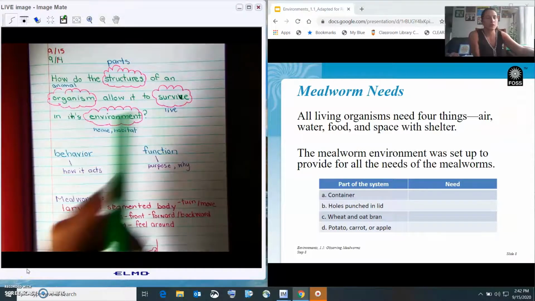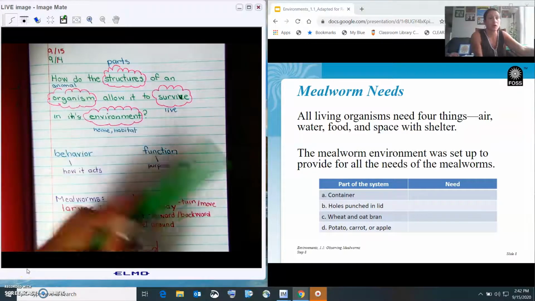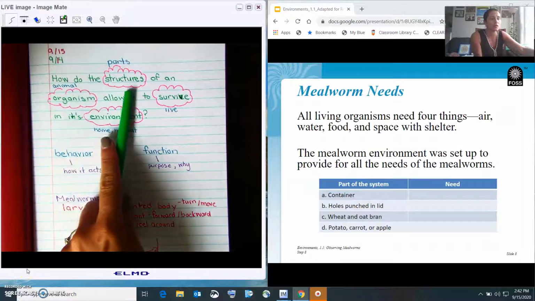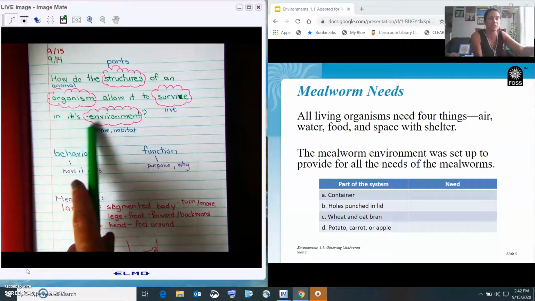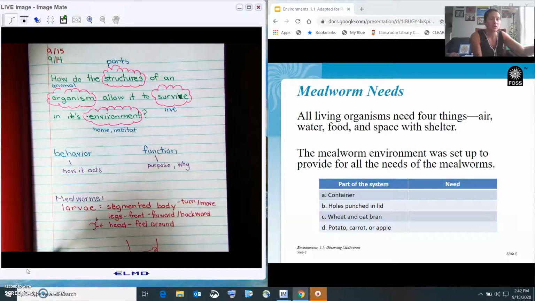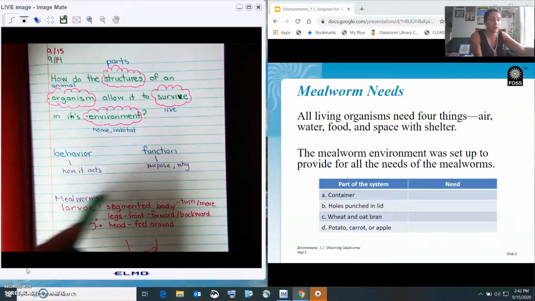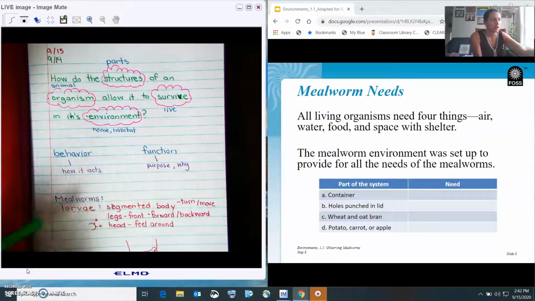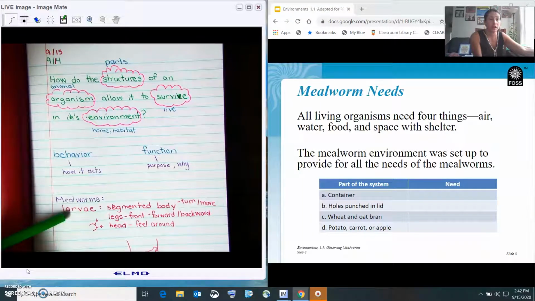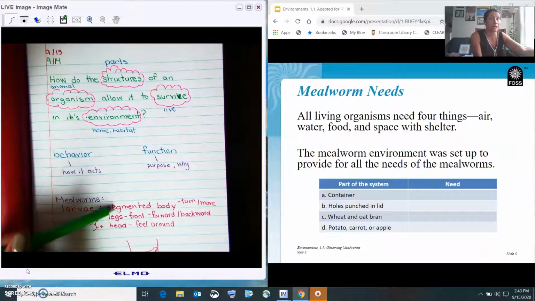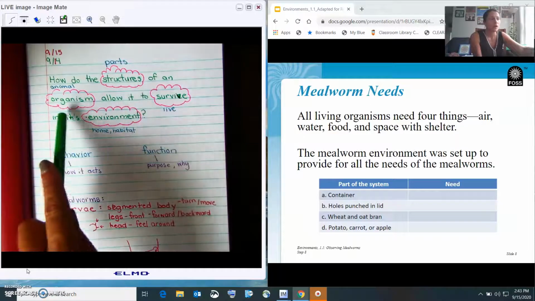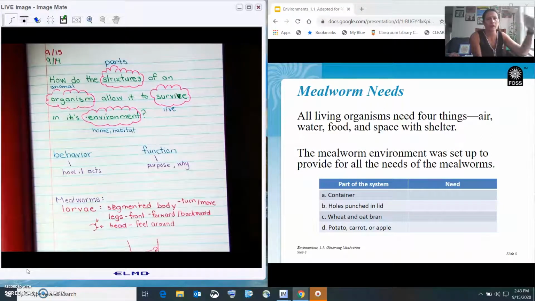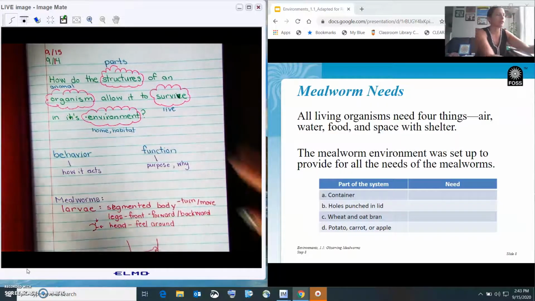All right, so just to review, our driving question for our whole unit is how do the structures of an organism allow it to survive in its environment? Yesterday we talked about behavior and function. Yesterday we observed larvae and we observed their body parts, so we observed their structures. Now we're going to talk a little bit about their environment.